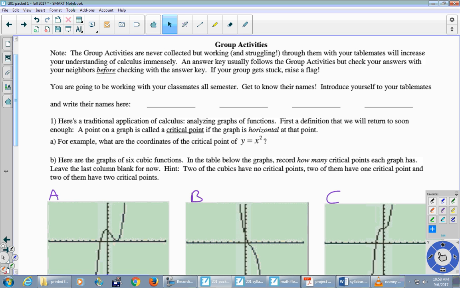Have the conversations, check the answer key if we're really all stuck, and or raise a flag. That little flag on your table is your way of saying, hey, Ian, come on over. We need a little bit of a push, okay? All right, so the problems start here with number 1. As soon as you finish this page, you're going to move on to the next page. Pretty much that's the right thing to do whenever you finish any page of this big packet. Just turn the page. There will almost certainly be more things for you to try. But before you start number 1, you're going to be working with your classmates all semester. Get to know their names right now. Introduce yourself to the people sitting at your table. Write their names down and then jump into number 1.